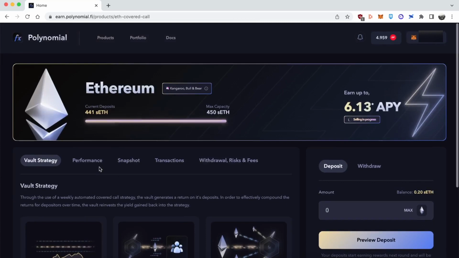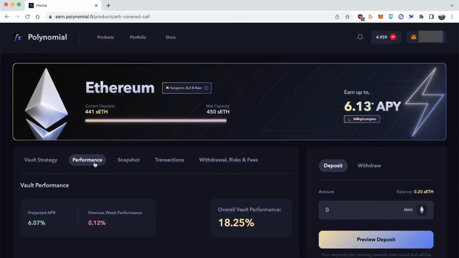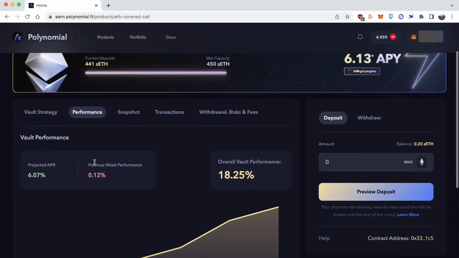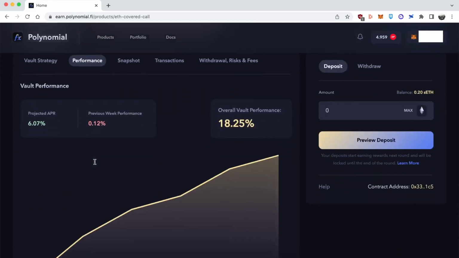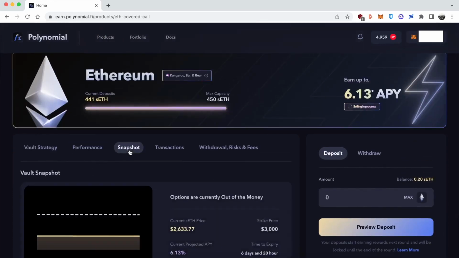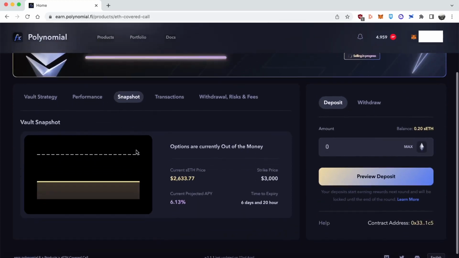It's good in a minor bull market and a bear market for sure. But yeah, in a raging bull market, you do not want to be in this vault. The different tabs have different information. You can see the performance over time with a little chart. What's important also is the snapshot section that shows you the current state of where things are at.